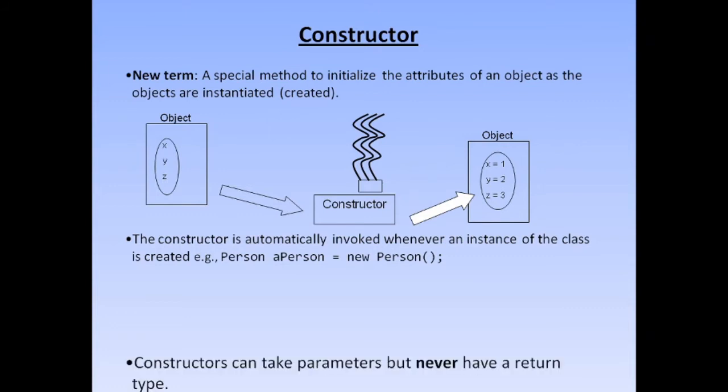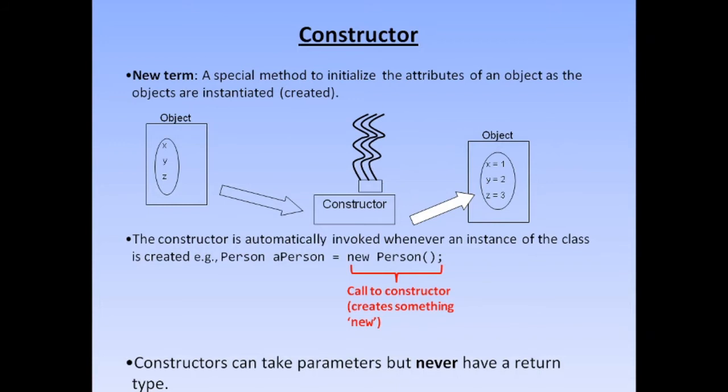Constructors can take parameters but never have a return type. You should know and understand that constructors are a type of method, no doubt, but they never return any value. Another thing is that the name of the constructor is the same as that of the class. So constructors can take parameters but never have a return type.